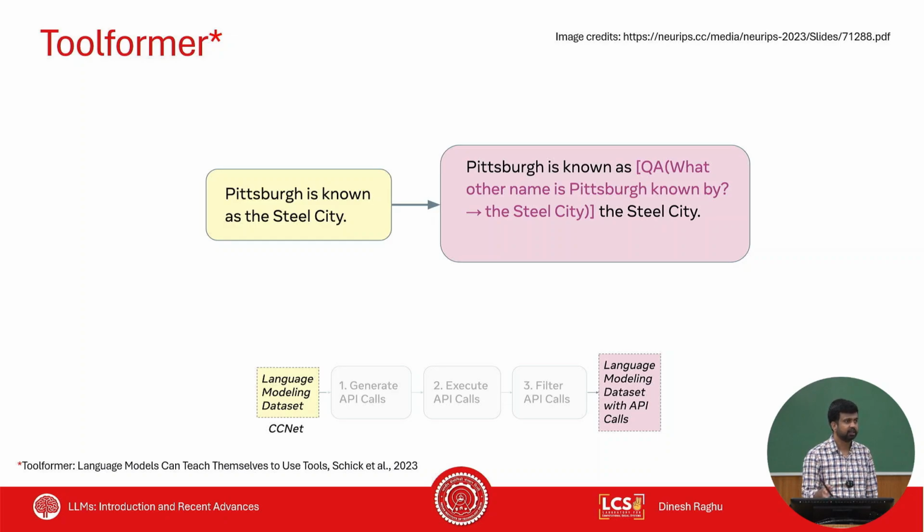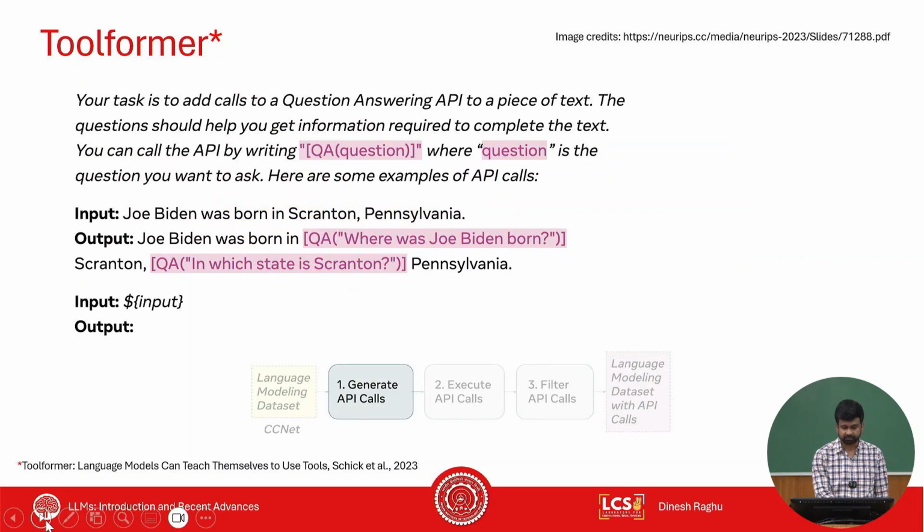So they use 5 tools. They're going to annotate the whole corpora with all the tools that they have. Let's look at how they do it. They create a prompt for each of the 5 tasks, 5 tools, and all they say is that your task is to add calls to a QA API to a piece of text, and they give a bunch of information about how to format them, and they give a few short examples.